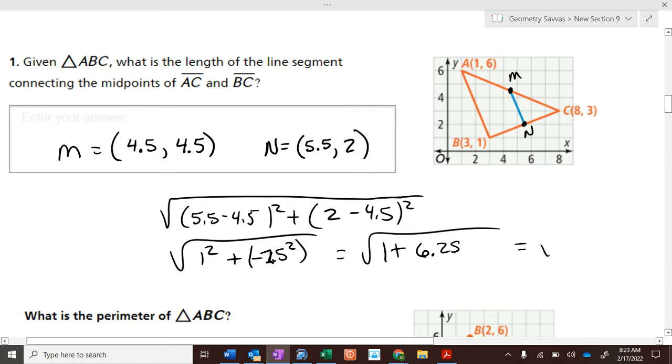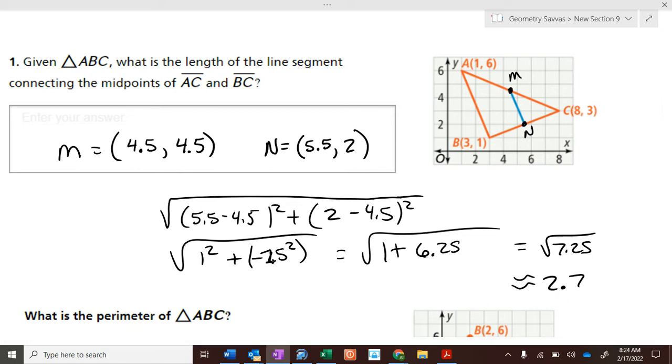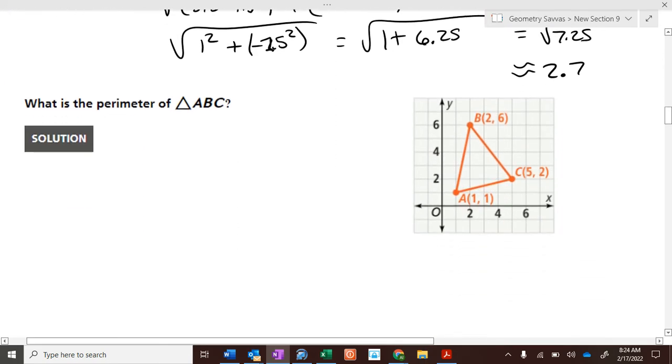And then, so it's the square root of 7.25, which is approximately how big? 2.7-ish. Okay. That's the length of that line. That's as hard as what we're going to do today. Everything else is basically finding distances of triangles.